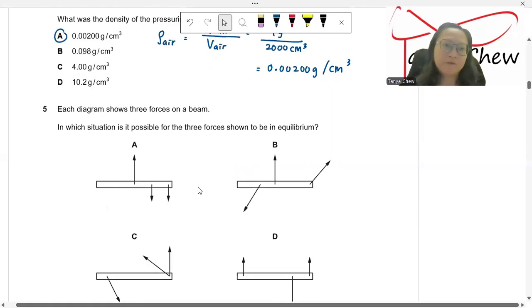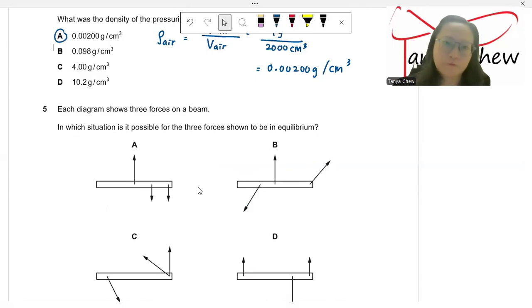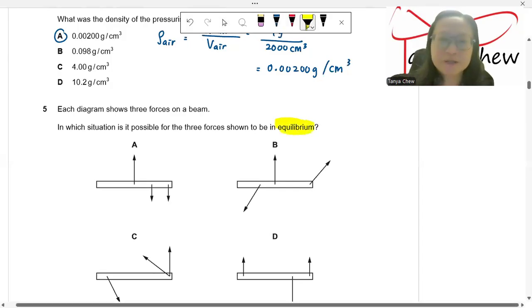Now, question number 5. Each diagram shows three forces on a beam. In which situation is it possible for three forces to be in equilibrium? Before I give you the answer, let us talk about the conditions for a system or an object to be in equilibrium.